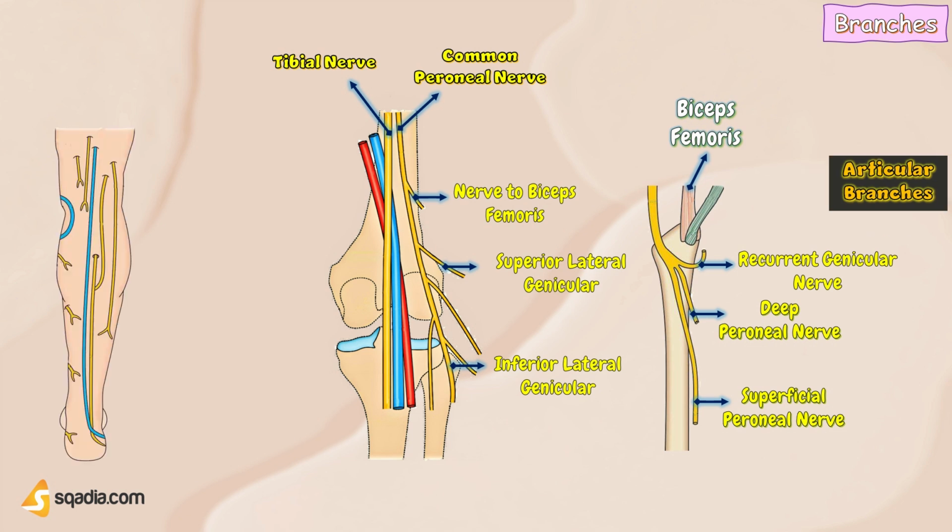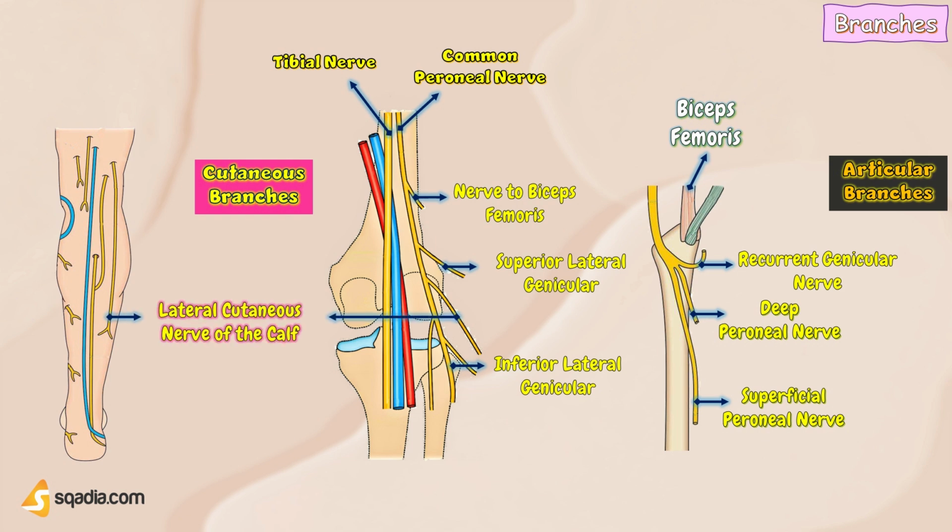There are two cutaneous branches. The lateral cutaneous nerve of the calf descends to supply the skin of the upper two-thirds of the lateral side of the leg. The sural communicating nerve arises in the upper part of the fossa. It runs on the posterolateral aspect of the calf and joins the sural nerve.